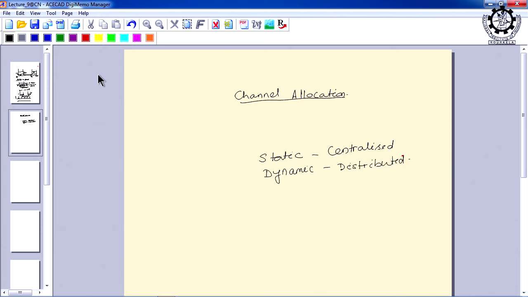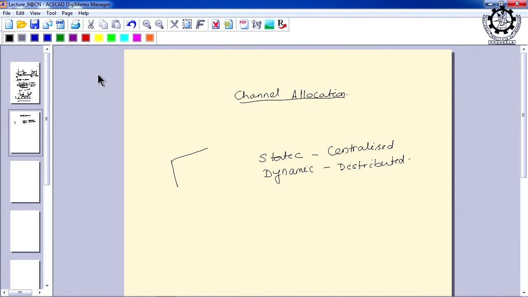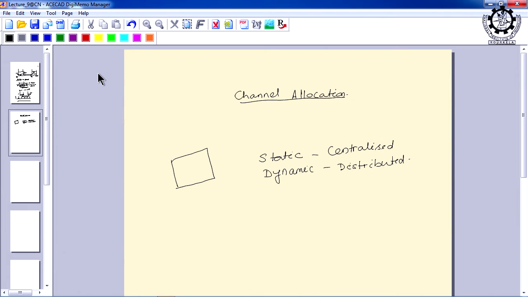In the static allocation or centralized allocation, what happens? Usually the nodes or the multiple stations are assumed to be physically located near each other. They are connected to each other, and to have the transmission, they are connected to a particular device called a multiplexer. You must have heard this name, multiplexer. This is a physical device to which all the stations will be connected. So, the technique that is used by this multiplexer, and the corresponding device is a demultiplexer.